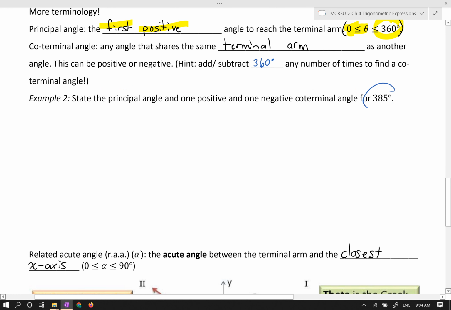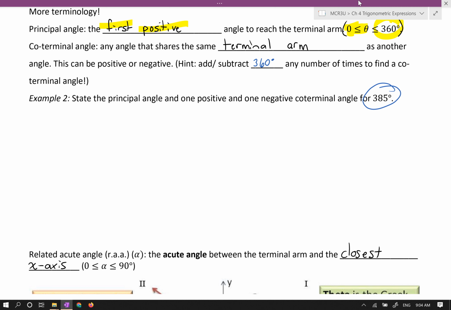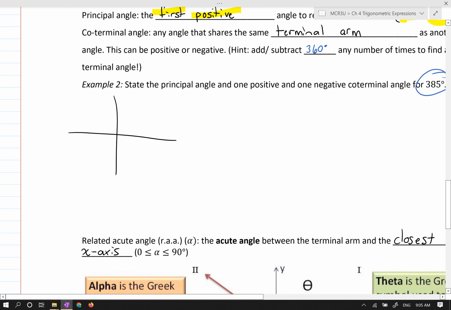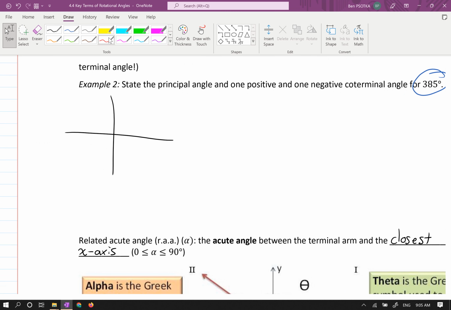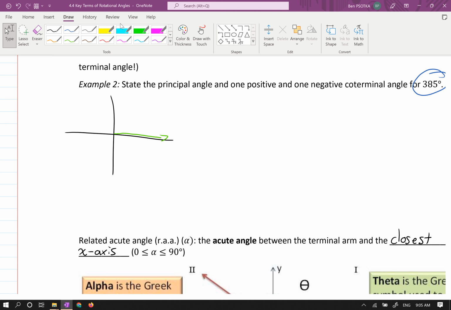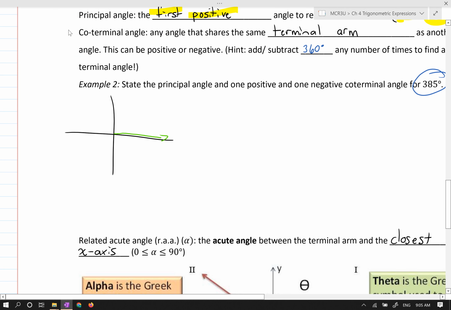Now, let's work with 385 degrees. Let's try and sketch 385 degrees first of all. If we're sketching it, we need a Cartesian plane. We need a y-axis. We need an x-axis. And our initial arm is always along the positive x-axis. Good. So if we're measuring this angle, we go in a counterclockwise direction for 385 degrees.